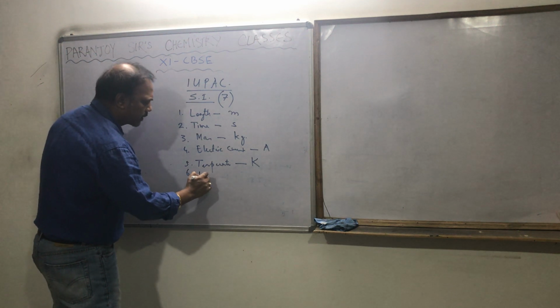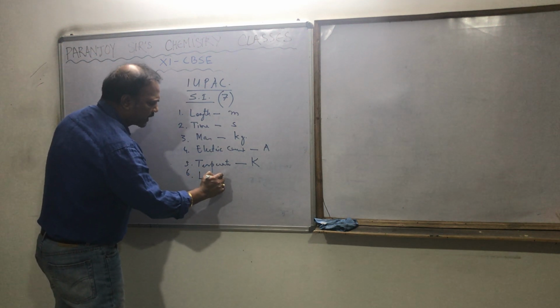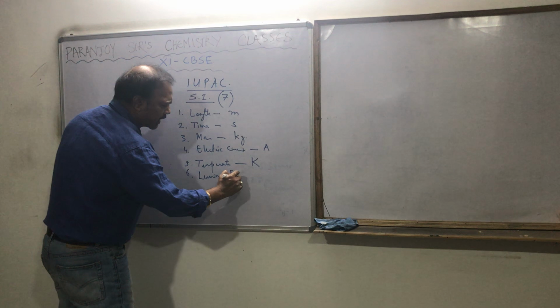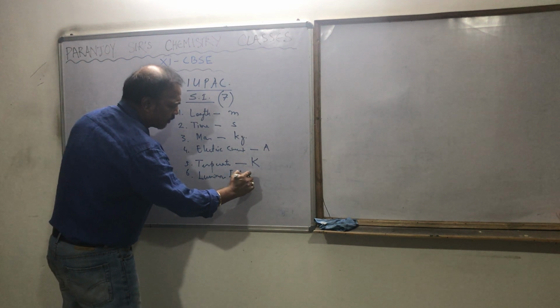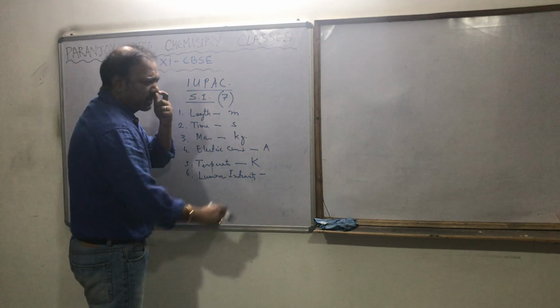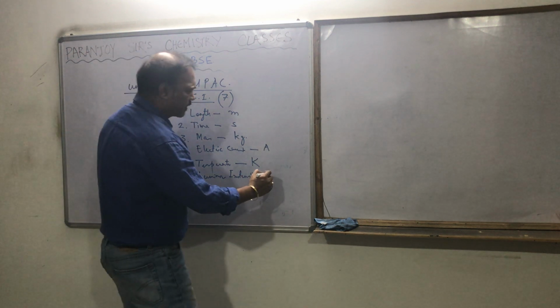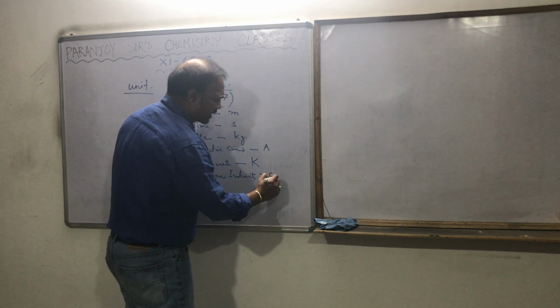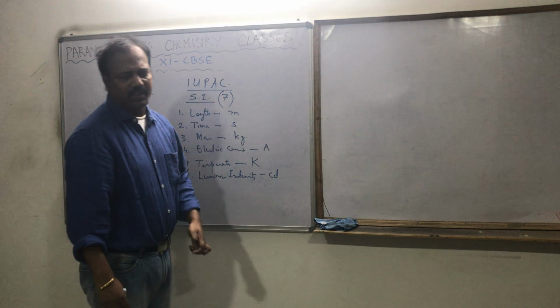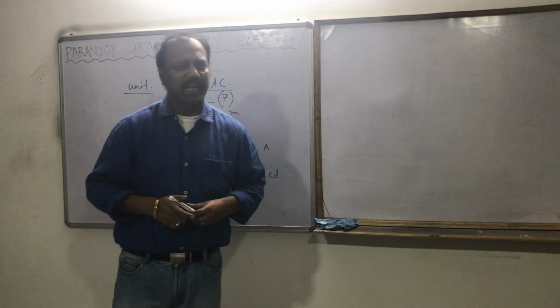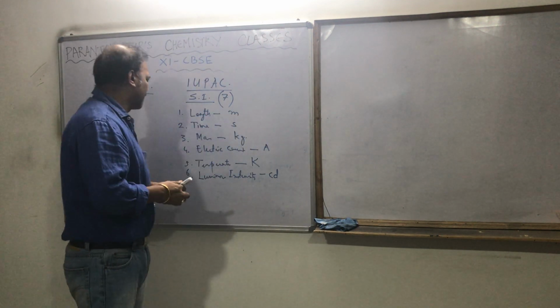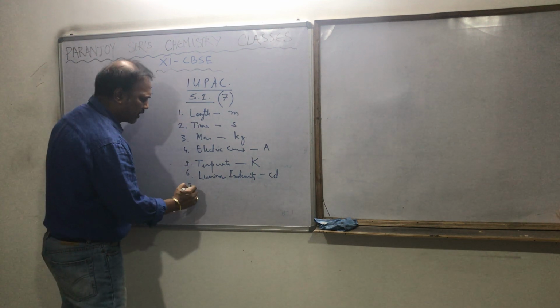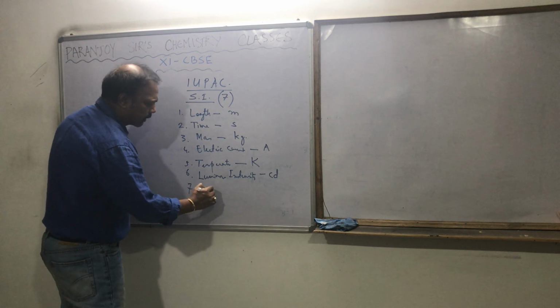Then there is luminous intensity. This is not much required in our standard, but it is also a unit. In physics you need it a little bit, and that is candela. We write it as Cd, candela. And lastly, the amount.